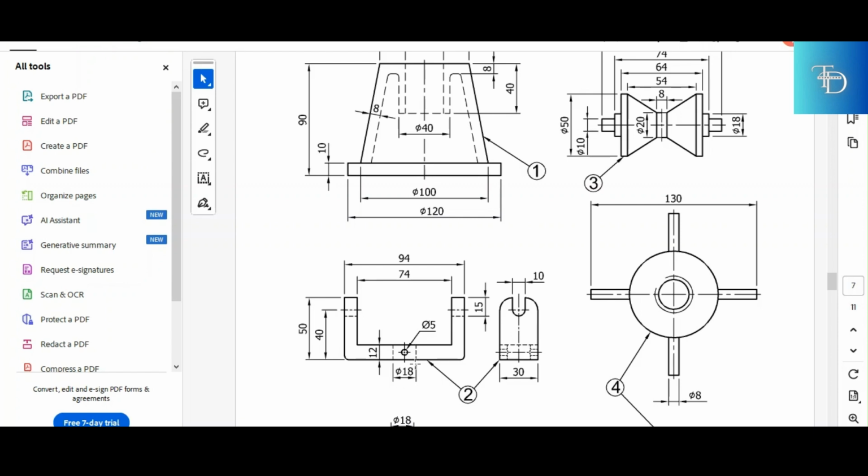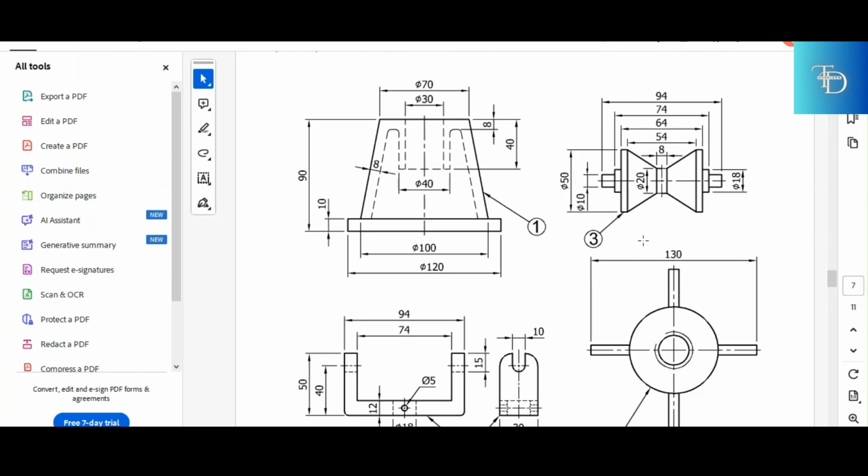And then that diameter 18 hole is the hole at the middle of that cradle. The bigger hole is represented by hidden details right there. And then there is another hidden detail which tells you that the hole is at the center. And then after that, you move to part number 3, which is the roller.